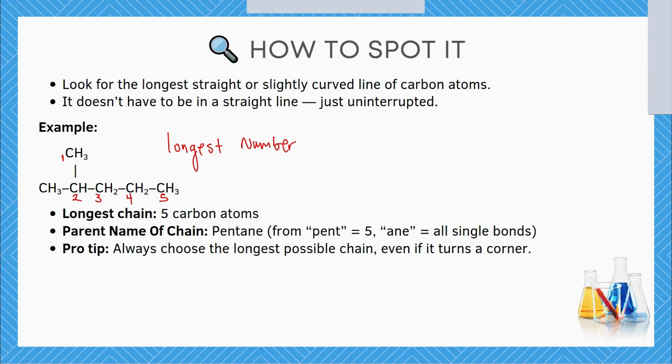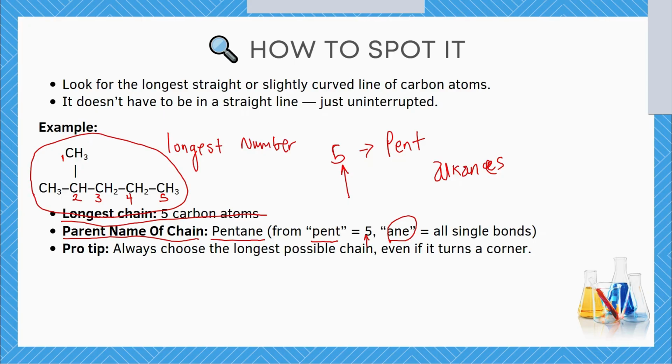So you can see the longest chain here contains 5 carbon atoms. And in organic chemistry, when we want to name compounds, the number 5 has the name pent. That is the name with which we identify the number 5. So the parent name of the chain becomes pentane, because from the word pent, 5 is identified, and from the word ane, it shows that it is an alkane. And alkanes are hydrocarbons that have single bonds throughout in their structure, and in this case, what we have here throughout are single bonds.